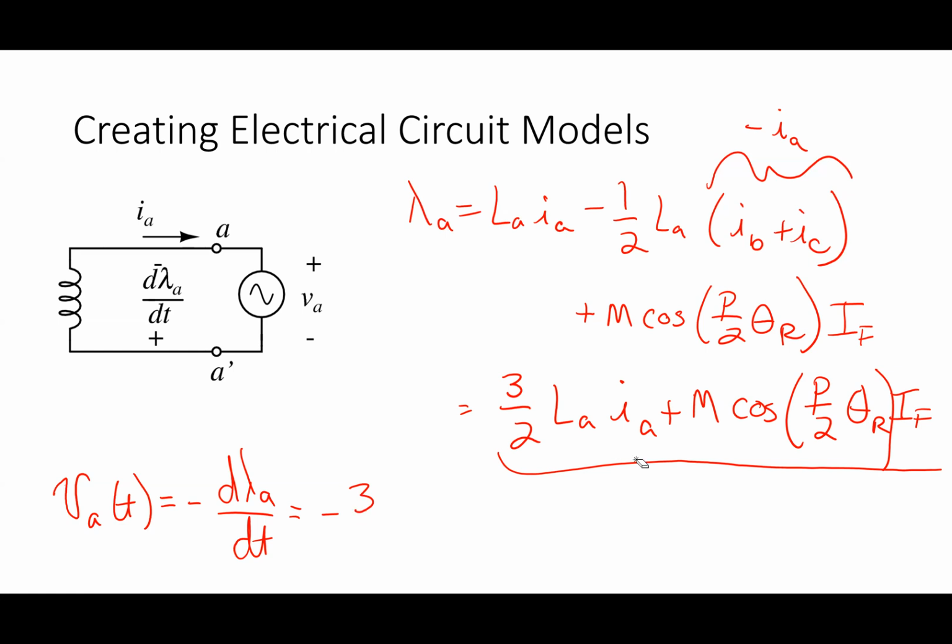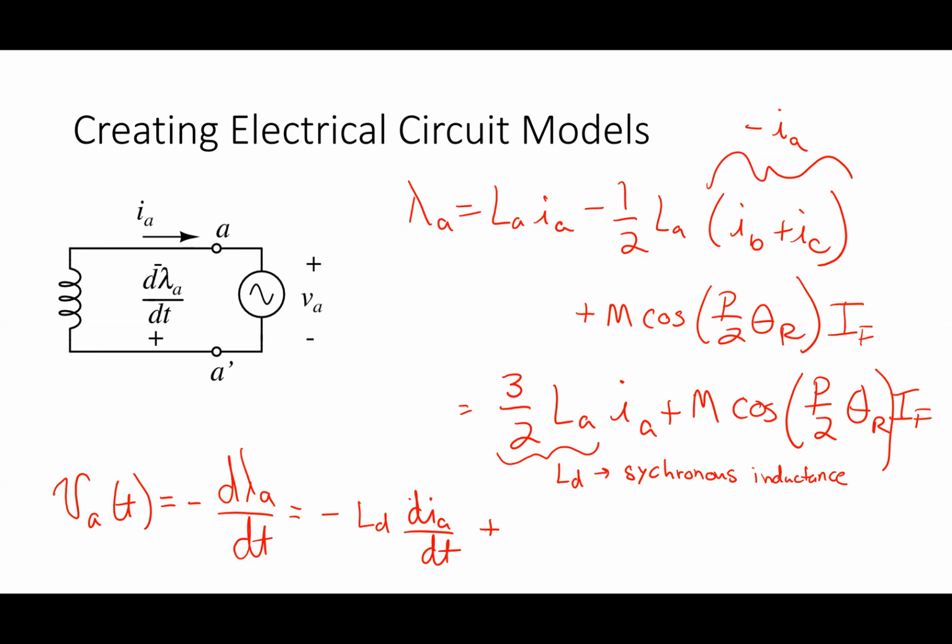So this guy becomes negative 3/2. I'm going to give this a name. Instead of lugging this guy around as 3/2 LA, I'm going to call this guy LD. There's a reason why I did D, and I'm not going to go into it. This guy is sometimes called the synchronous inductance. So I'm going to write it as negative LD times dIA by dt.